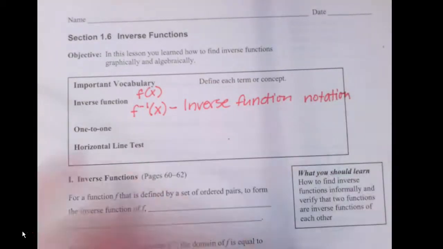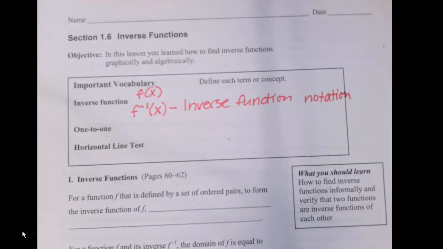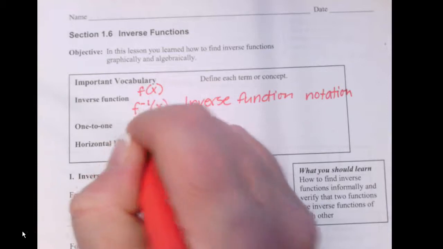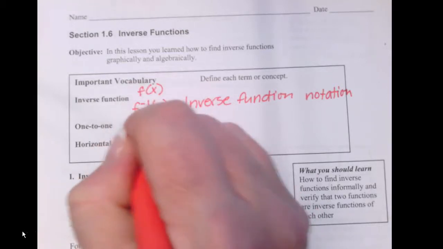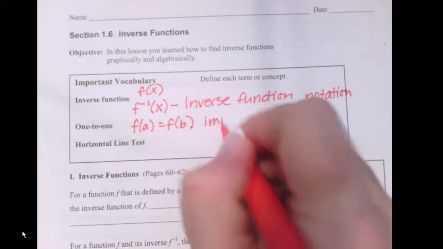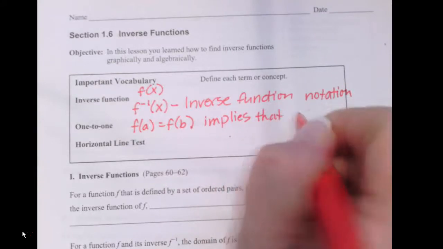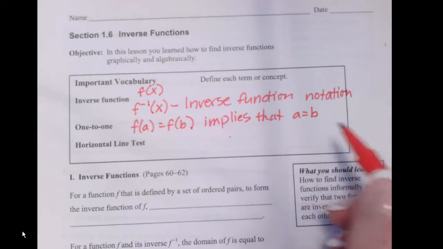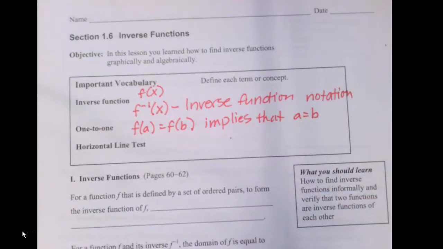If two functions are inverses of one another, we say that they are 1-to-1. A function is 1-to-1 when, for a and b in the domain, f of a equals f of b implies that a equals b. And again, that is a terrible definition, so we're going to keep going and work some problems and see if we can't improve on that.